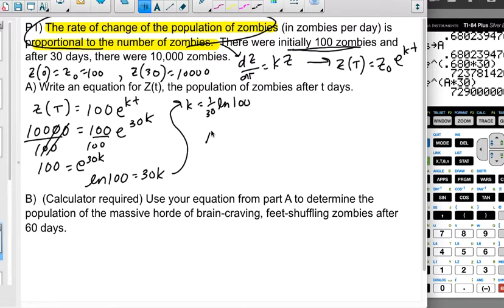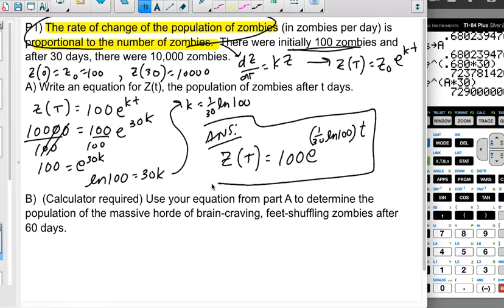And that's great. That means that my answer is z of t equals 100 e to the (1 over 30 natural log of 100) times t. That whole thing in the exponent is a number times t. And that's my answer to the equation for the first bit, right?